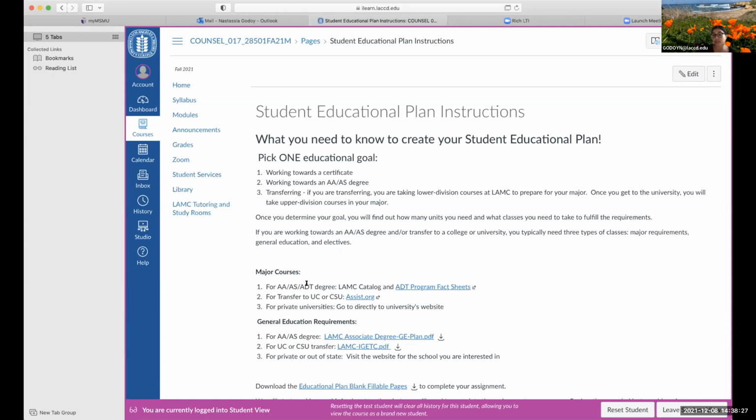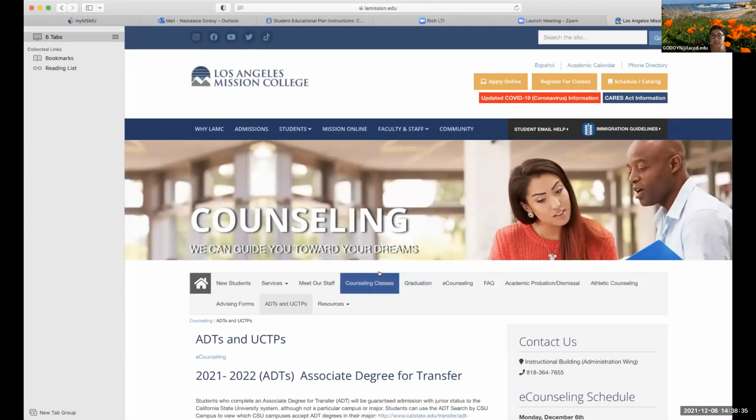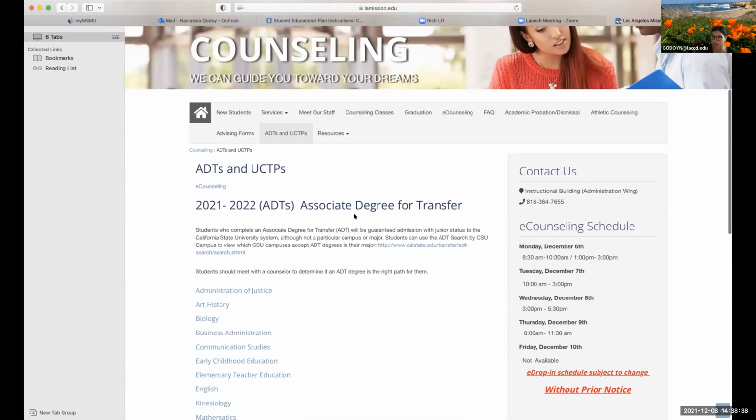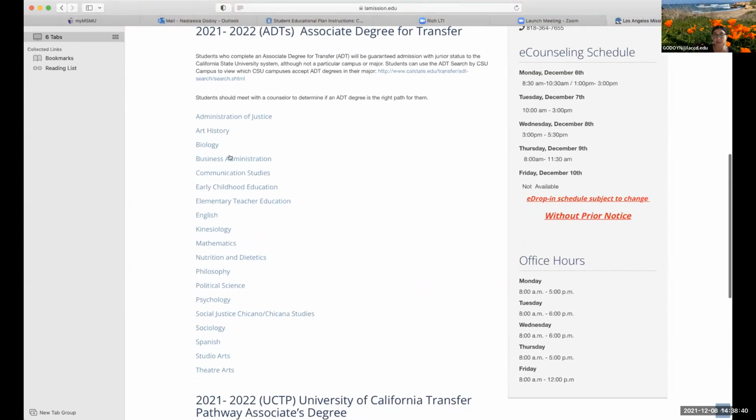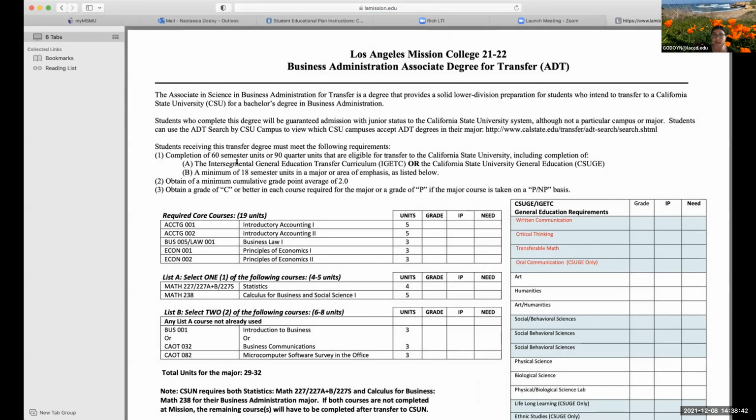So for an associate's degree or an associate degree for transfer, you'll be looking at the LA Mission College catalog, or I also have a link to these ADT fact sheets. Remember, an ADT is an associate degree for transfer. We were just looking at a business administration one. Here's another way to look at it. It shows your required core and which ones you need to select.